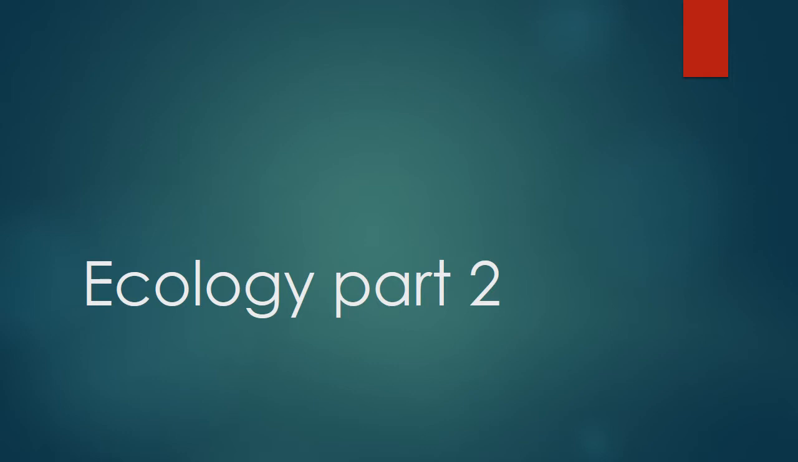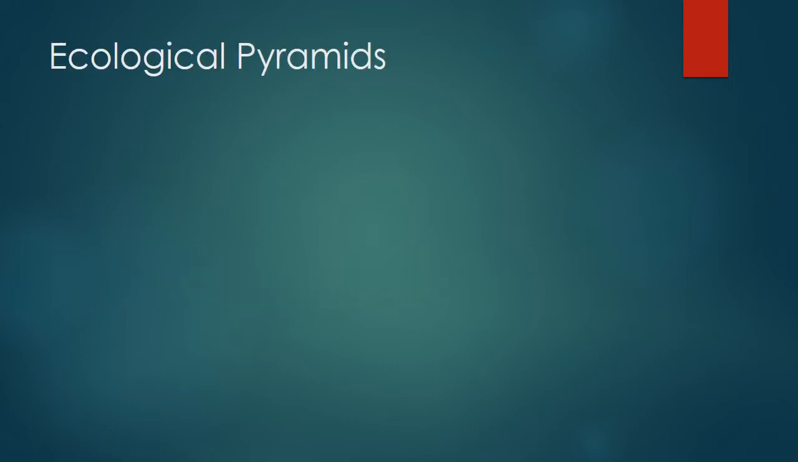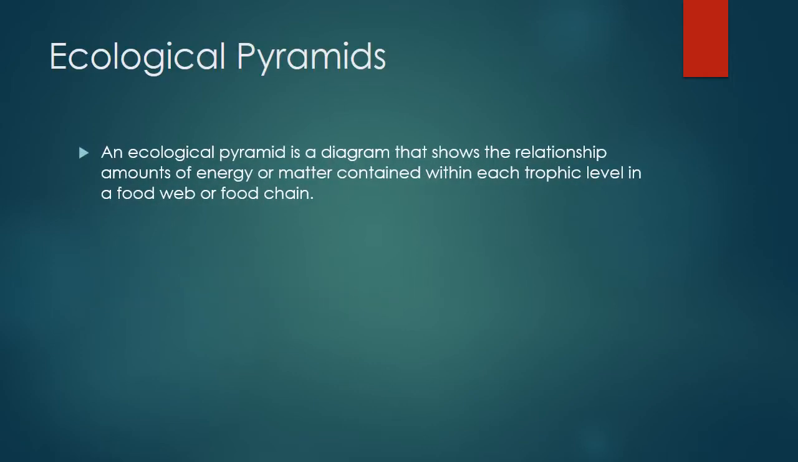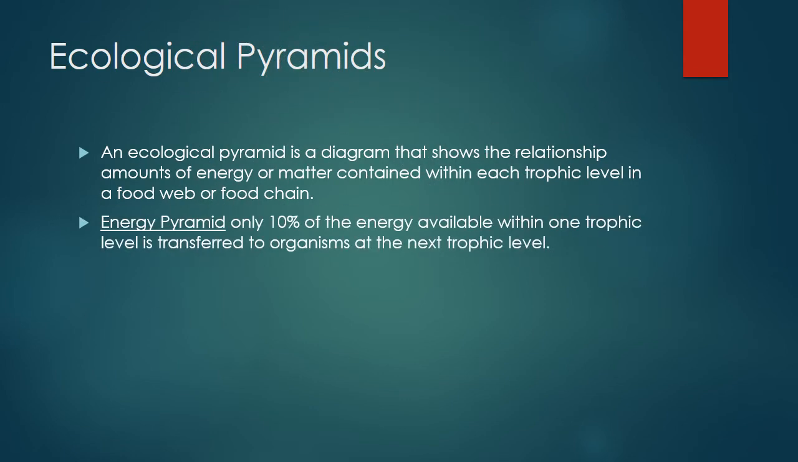energy that is eaten by each organism. So, an ecological pyramid shows the relationship between the amounts of energy or matter contained within each trophic level of the food web or food chain and what happens to most of that energy in each food web, in each ecological pyramid. Most of that energy is lost, which we'll talk about.